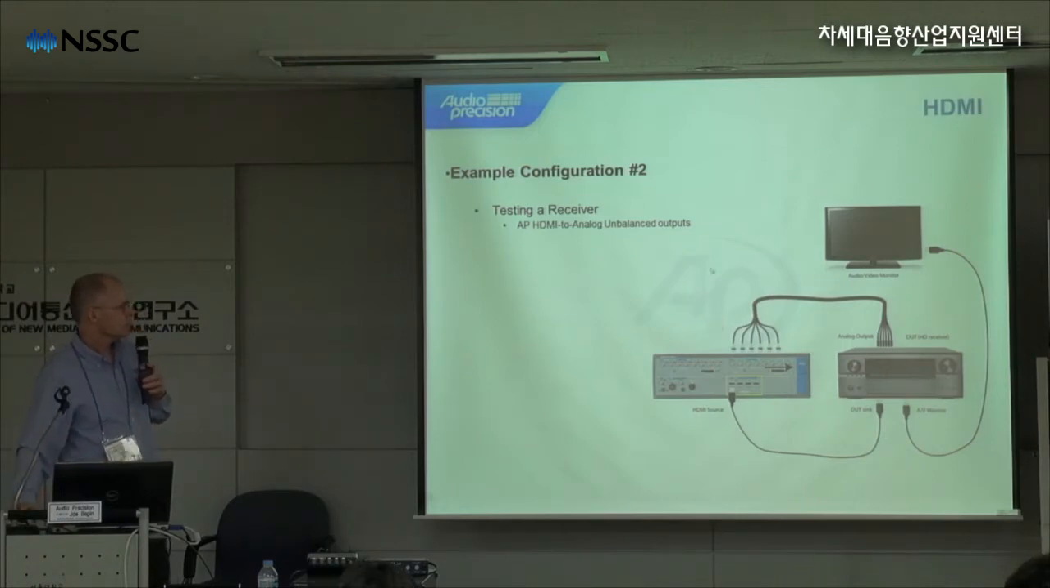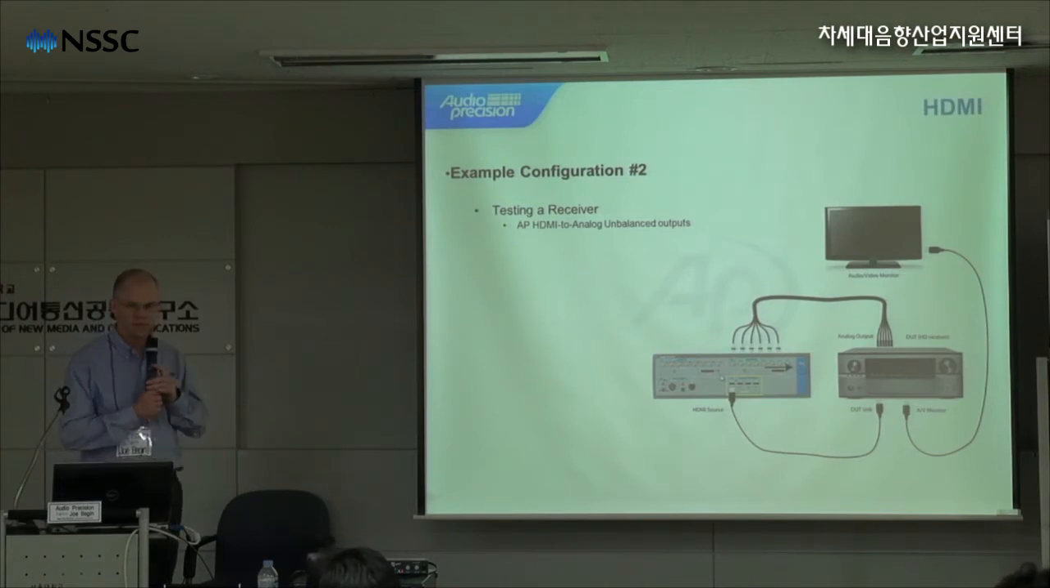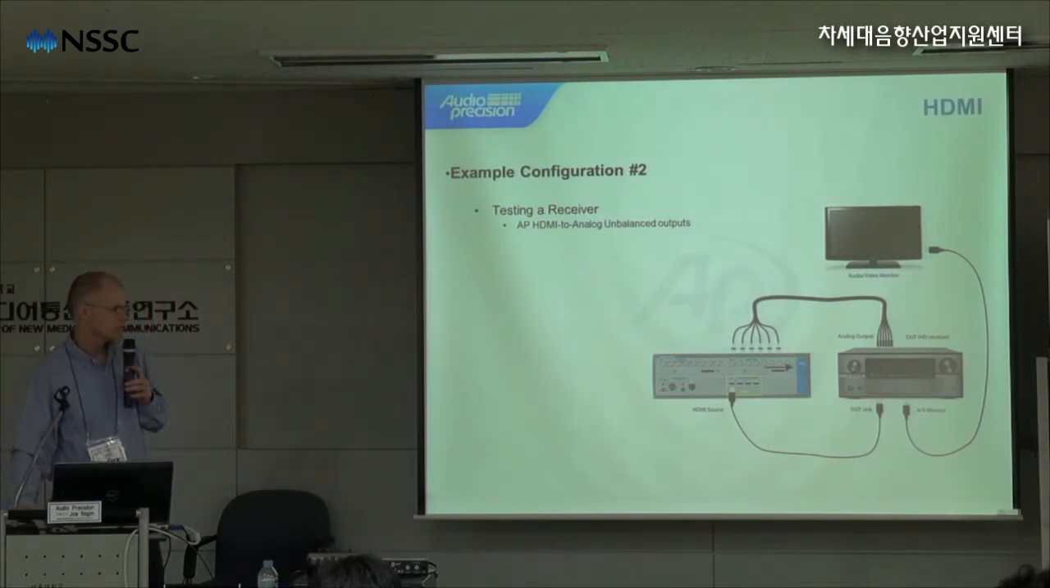Here's an example of testing a receiver. So here we would be going HDMI into the receiver from our source into the input. We would look at the output of the receiver for video on a monitor, and then we would come out the analog outputs from the receiver into our unbalanced analog inputs. And our 8-channel instrument, the APX 585, is very popular for this because it has 8 channels of analog output and 8 channels of analog input. So with an HDMI interface, it's quite a powerful tool.